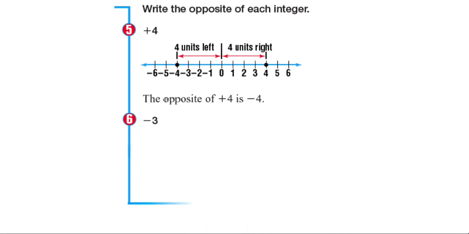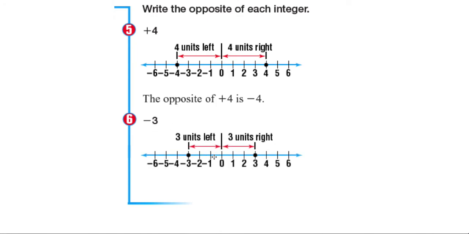Let's take a look at the opposite of negative 3. Negative 3 is 3 units to the left of 0. So the opposite of negative 3 is 3 units to the right, or positive 3. So the opposite of negative 3 is positive 3. And that's our lesson.